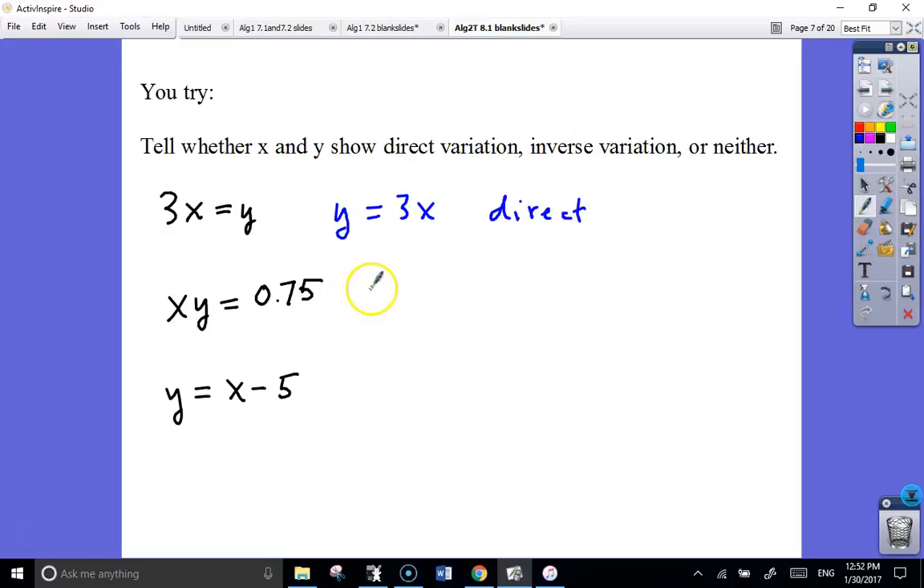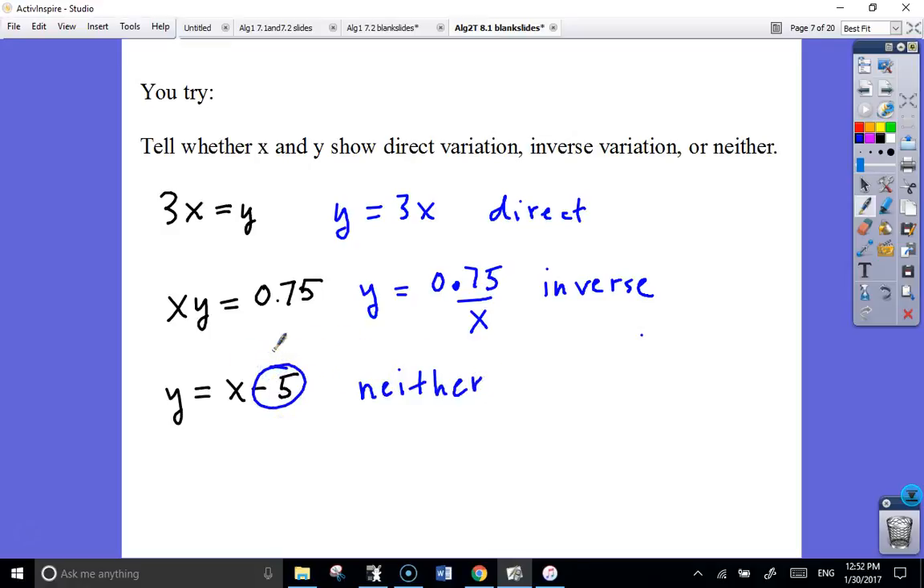Okay, how about the next one? Solve for y. 0.75 over x. That was wrong. 75 over x. That makes it inverse. Okay, and how about the last one? Neither, right? It's linear. Definitely not inverse. But it has a y-intercept of negative 5. So it's neither. Okay, easy stuff.